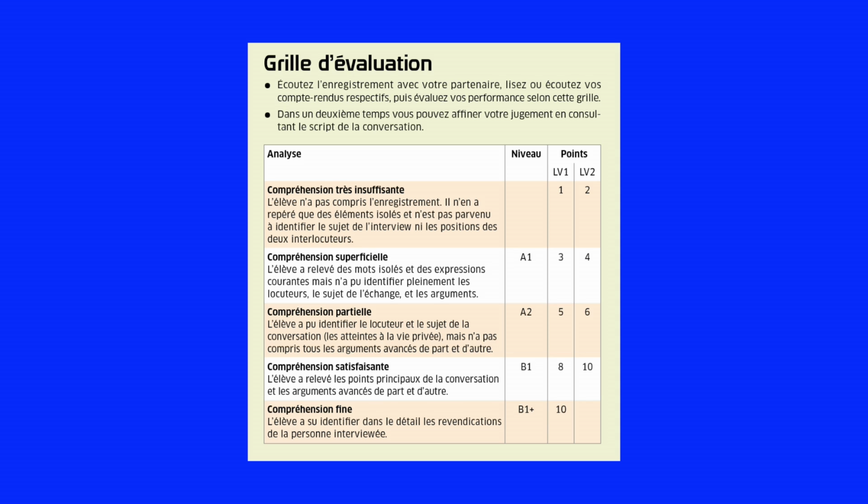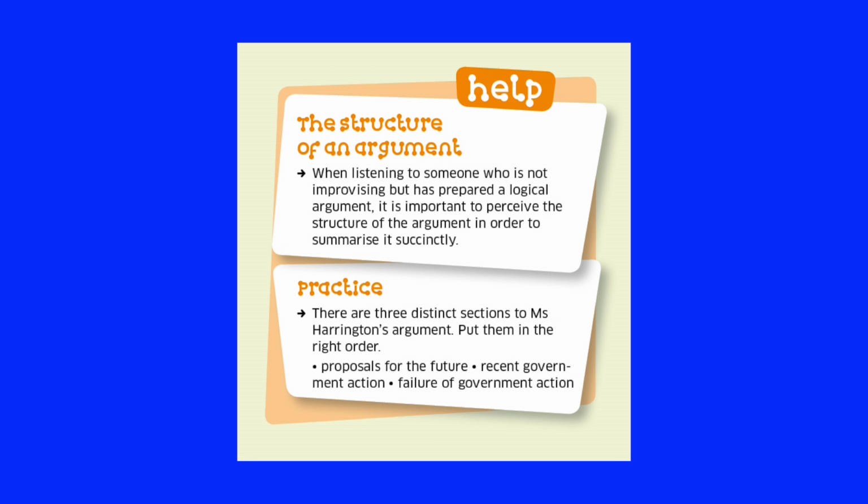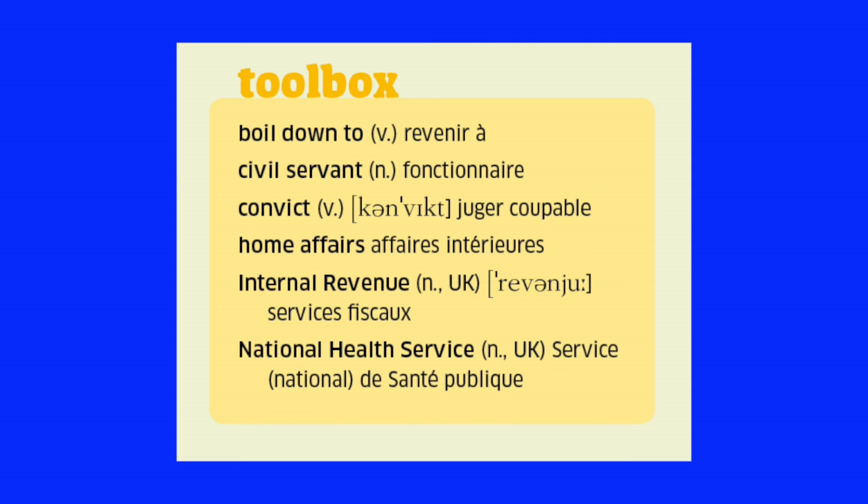So there is not only an evaluation table, but there is a help box too, which offers practical advice on how to deal with specific aspects of listening comprehension. There is also a toolbox, a vocabulary list that you will find on almost every page. These are the words from the listening and reading passages that students will not know or will not be certain of. When a word presents pronunciation problems, we give the phonetic transcription. Each word is followed by its translation into French.